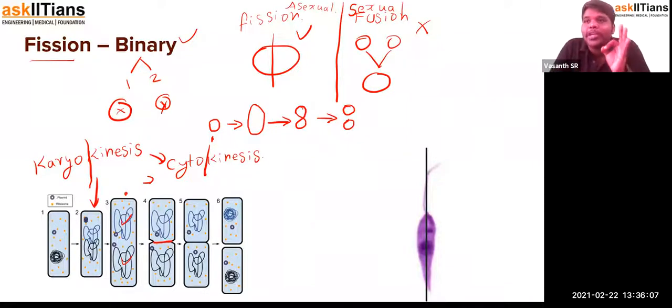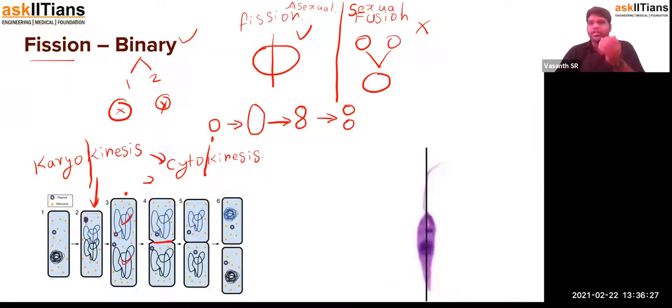So this is how binary fission takes place. This is found in amoeba, this is found in bacteria, and this is found in several single cellular organisms. Most of the single cellular organisms, not every, several. Okay, most.